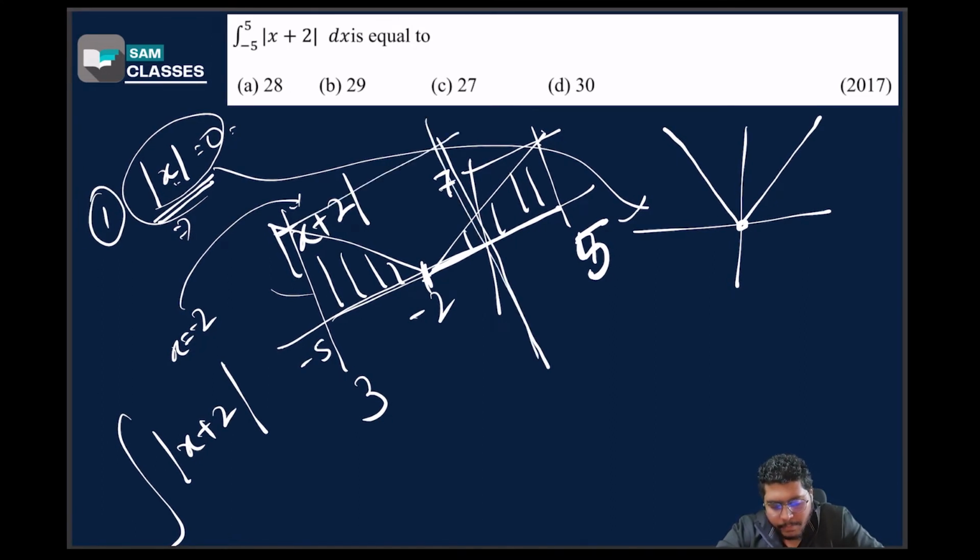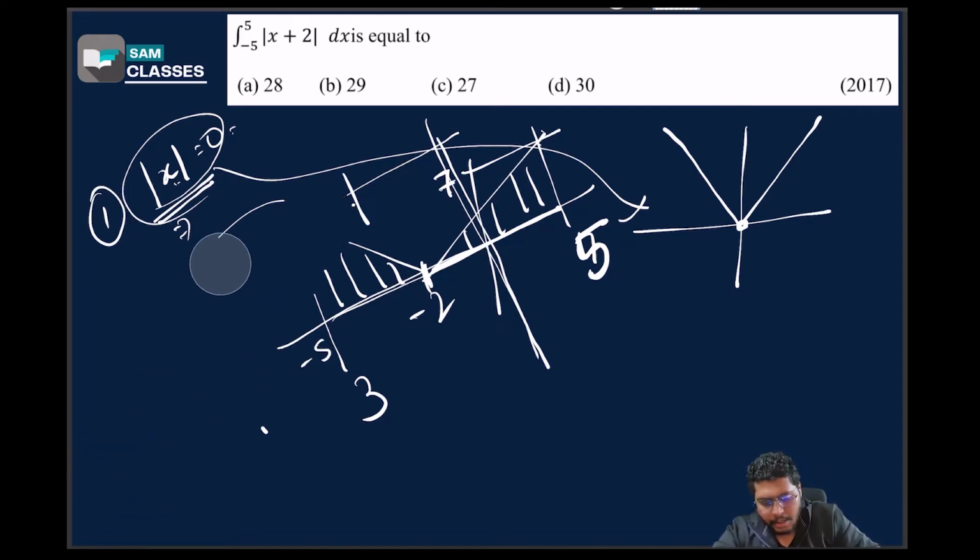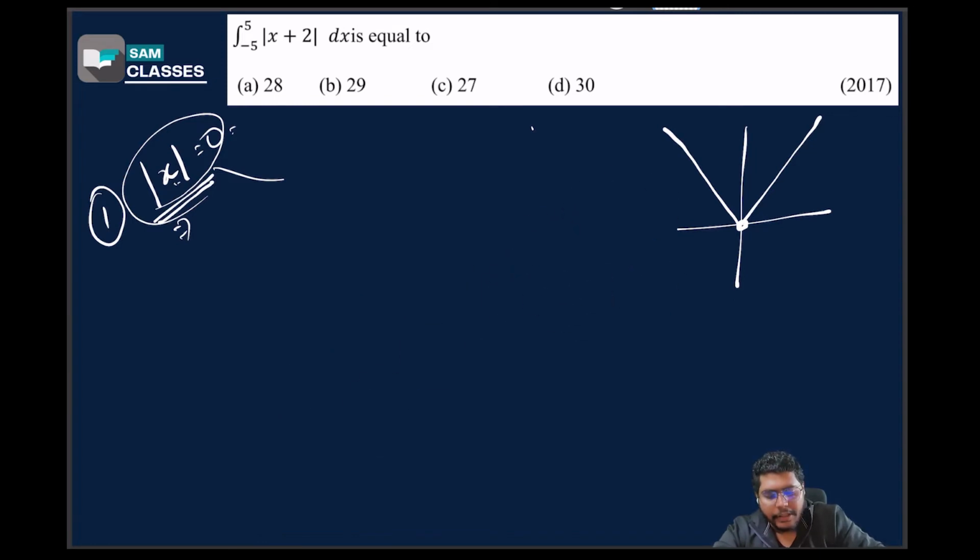Minus 5 plus 2, minus 3. Yeah, correct. So this will be... I'm getting 3. Now, because of the mod, it will be 3. Now understand, once I got this, how can I solve it in a very simple way? I'm just erasing the other part. Understand and see: instead of doing integration, I'll just find it by area.